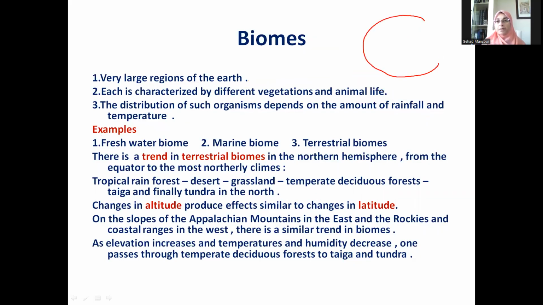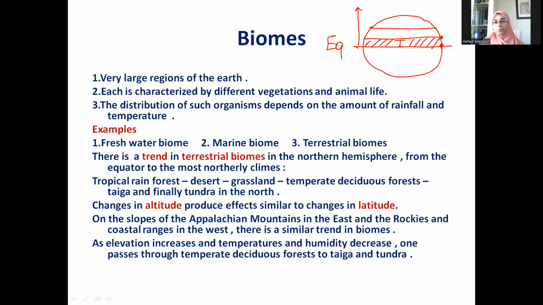So, for example, if this is the equator of the Earth, and we are considering the north half of the Earth, then we will start with the tropical rainforest. Over the different continents, between here and there, we will have tropical rainforest.